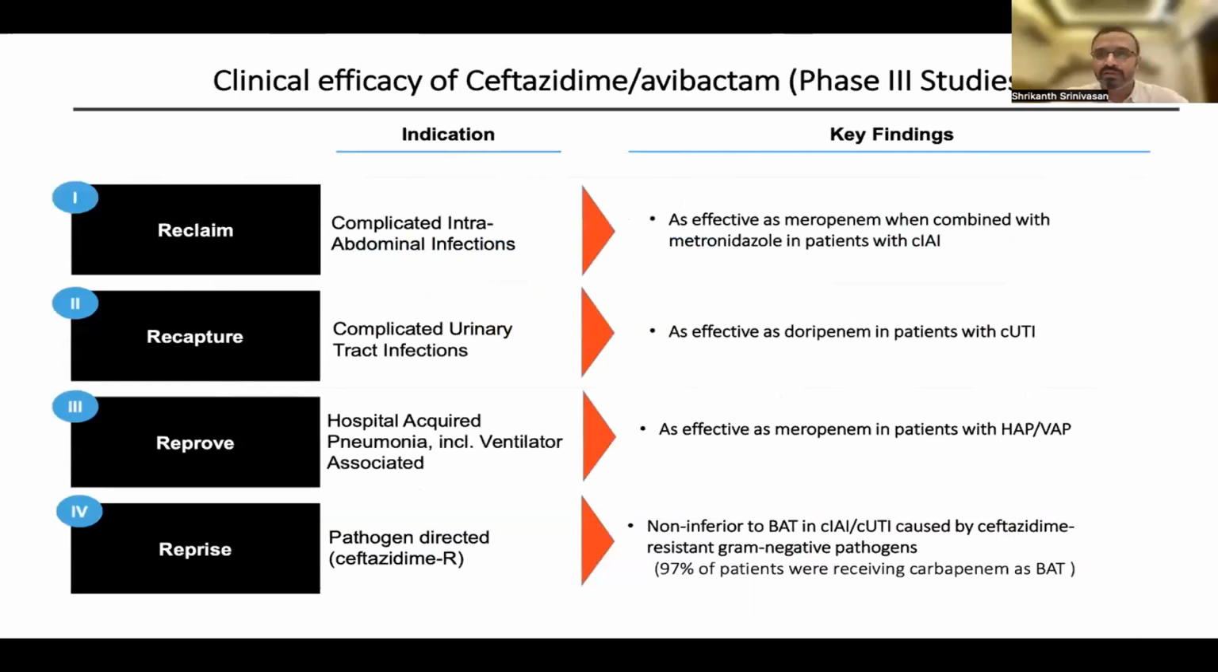So these are the various phase 3 studies which are done: Reclaim, Recapture, Reprove, and Reprise. All of these were non-inferiority studies, which say that when we compare it with meropenem, with regard to treatment or cure, it is equivalent. And obviously, it has to be used in those cases where resistance to carbapenemase is there, especially when you talk about KPC or OXA, but not NDM.